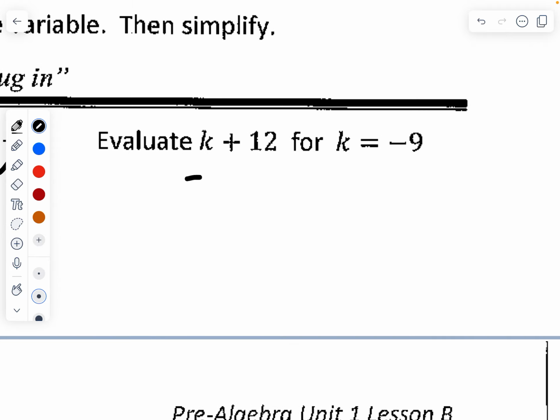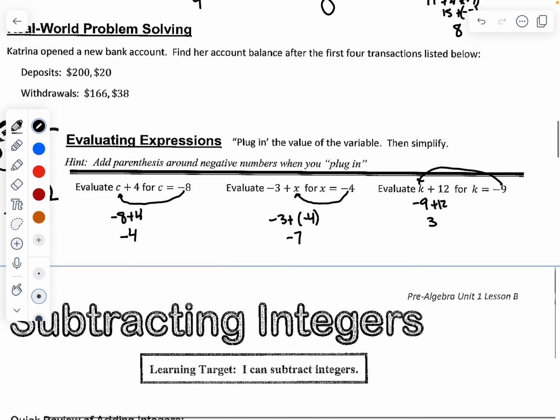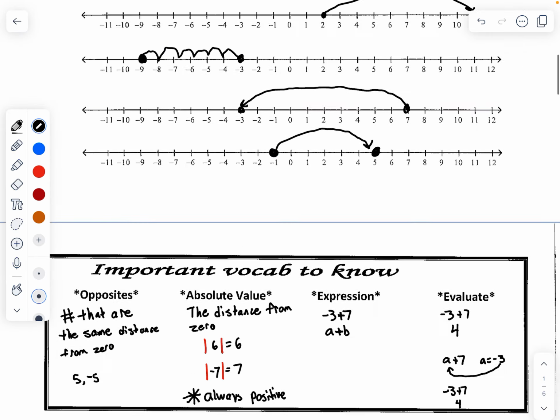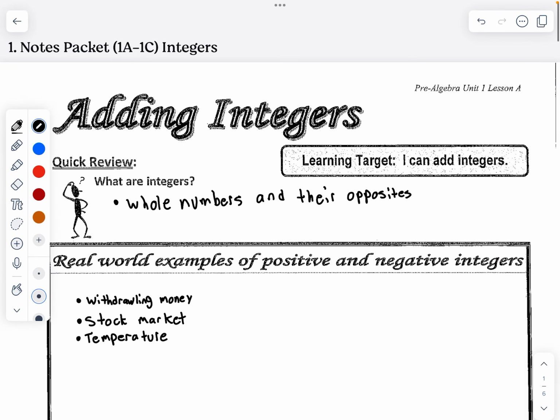Lastly, we got a -9 plus 12. Sorry about that. -9 plus 12, because we got to take the -9, plug it on in. -9 plus 12 is 3. And that is going to do it for the first set of notes for the school year, adding integers. If you guys have any questions, please let me know.